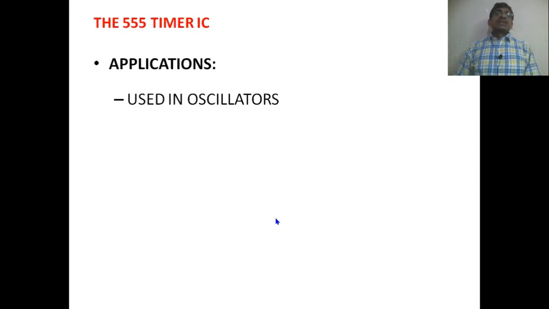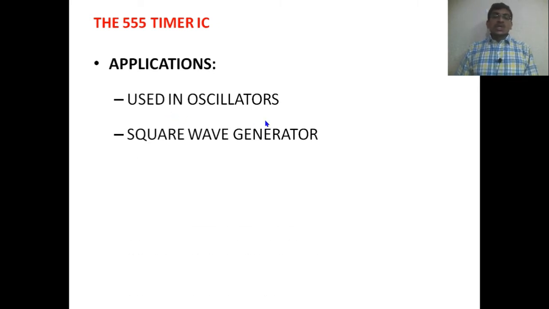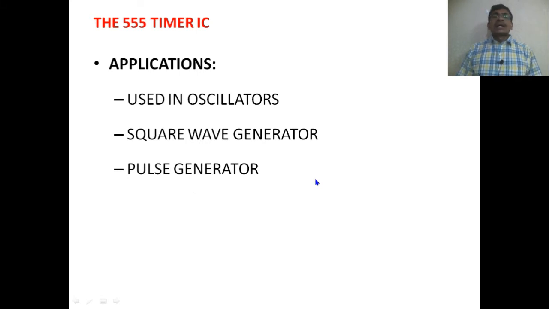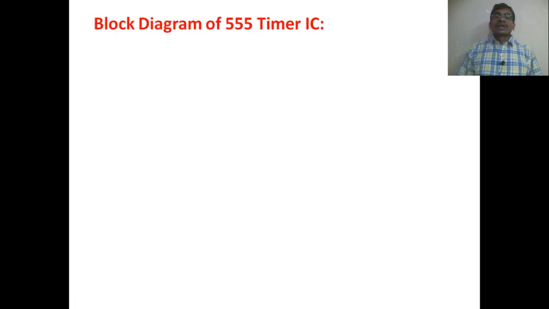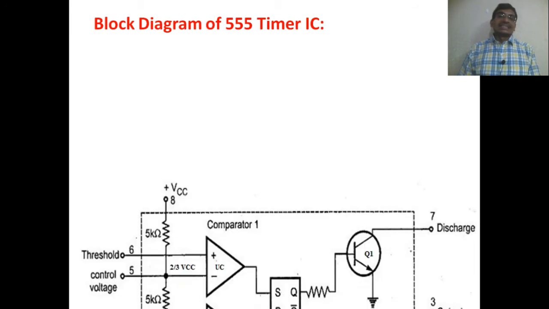Applications of this 555 IC timer: it is used in oscillators, square wave generators and pulse generators. So these three are the main applications of the 555 timer IC. Let us see the block diagram for the 555 timer IC.